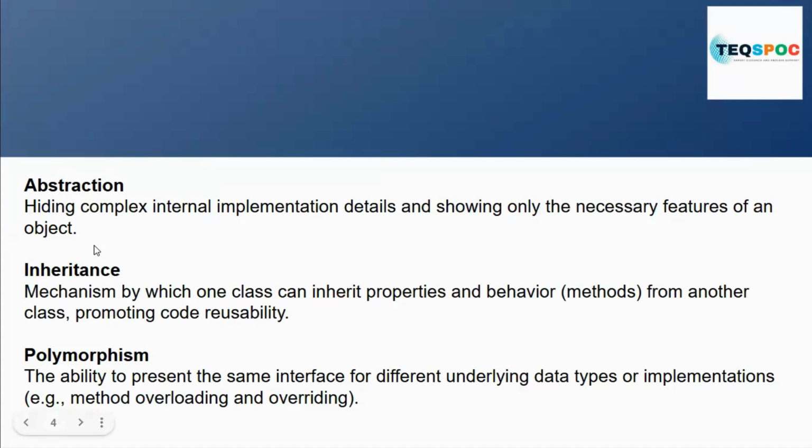So what is abstraction? Hiding the complex internal implementation detail and showing only the necessary features of an object. This is called abstraction. And the second way is also in abstraction, where we hide the implementation detail.